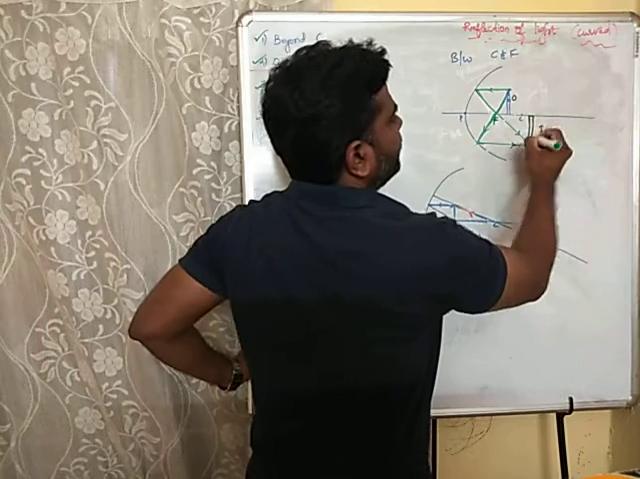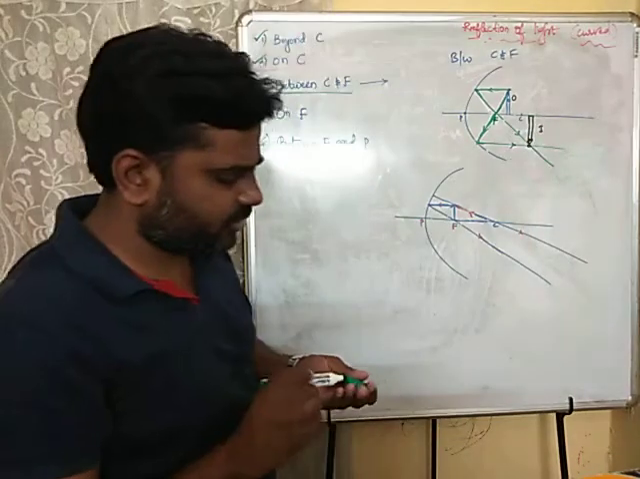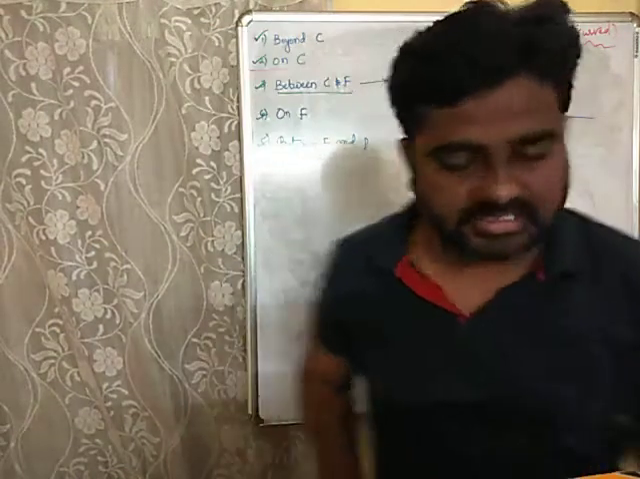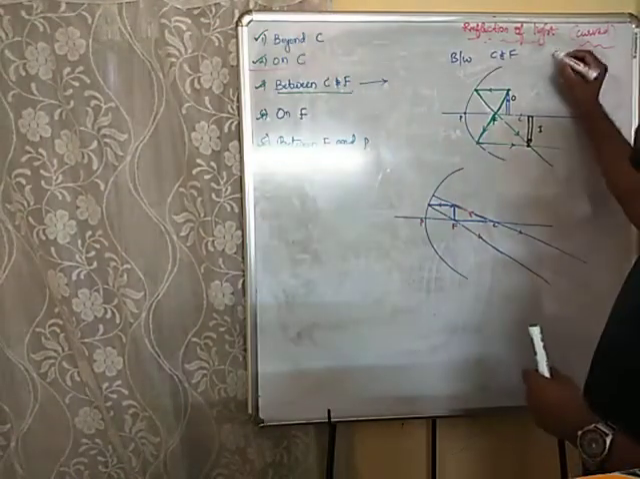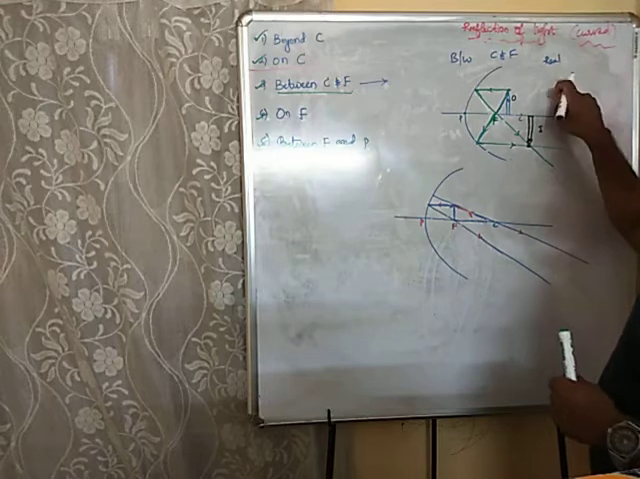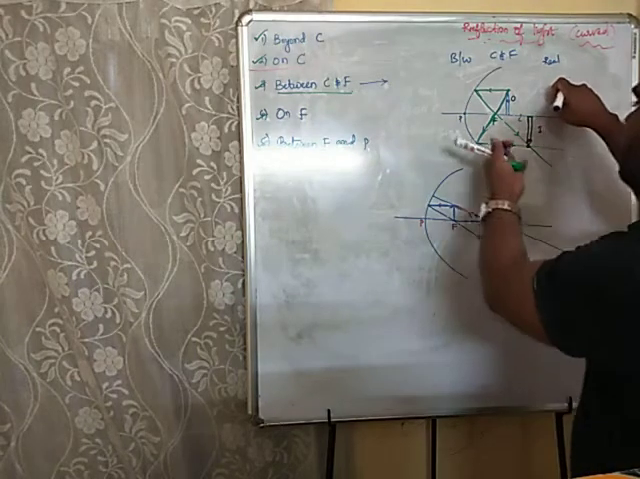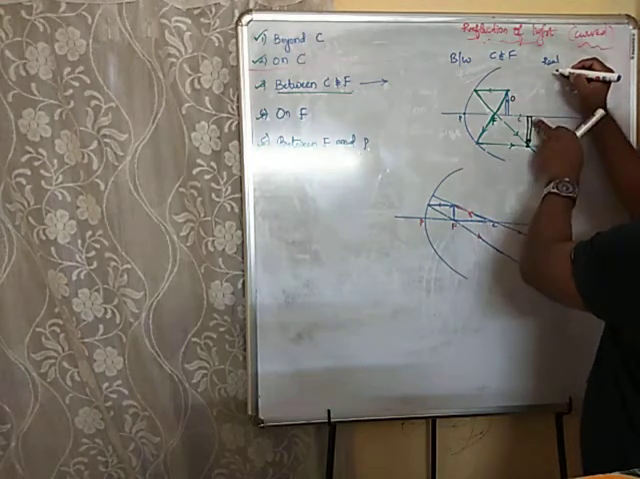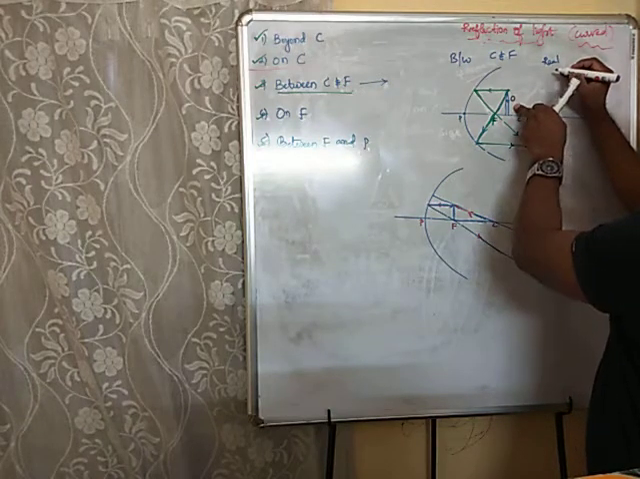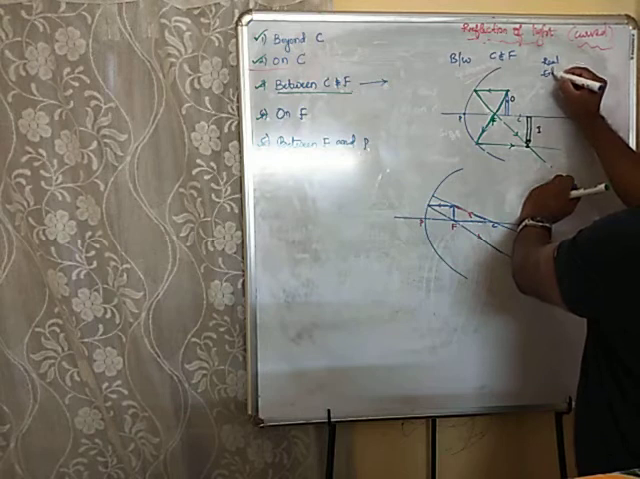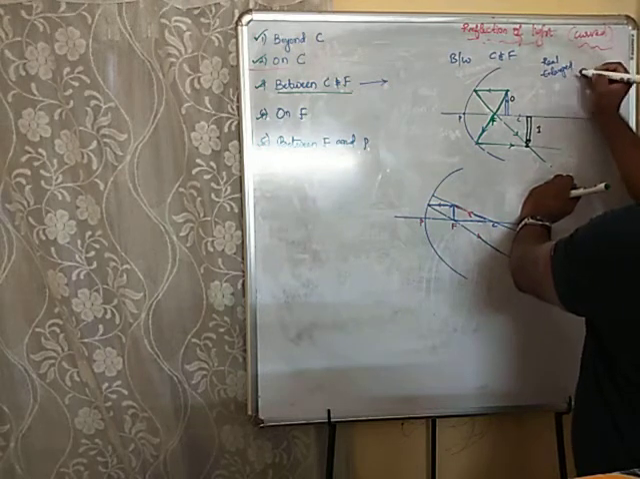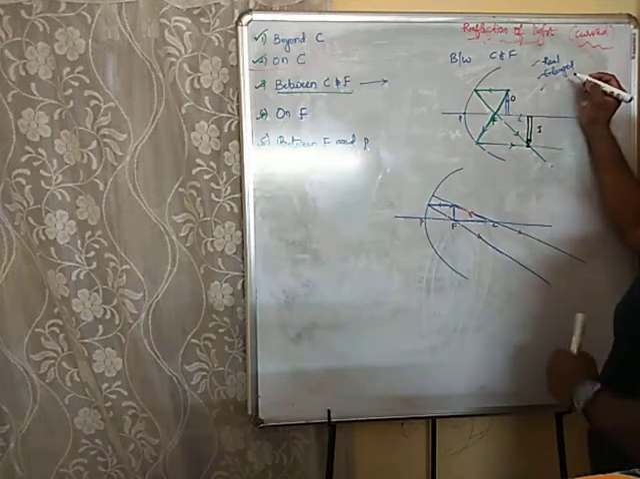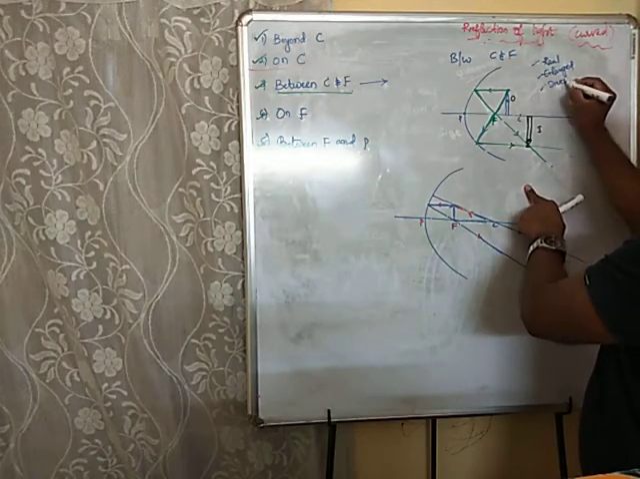By seeing it easily, since you already have the experience and knowledge of these two, you can easily write the characteristics of this image. What is the first one? It is a real image because it is falling in front of the mirror. And the second one is what? The size is enlarged comparatively with the object. And the third one is, it is inverted, isn't it?